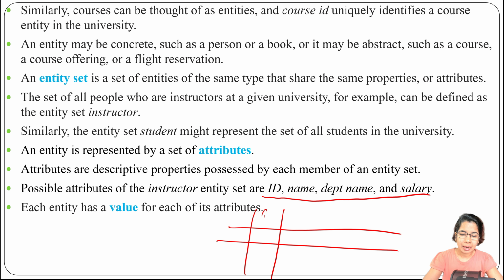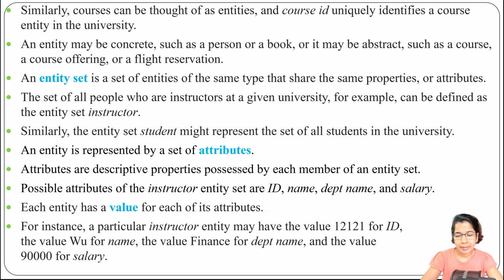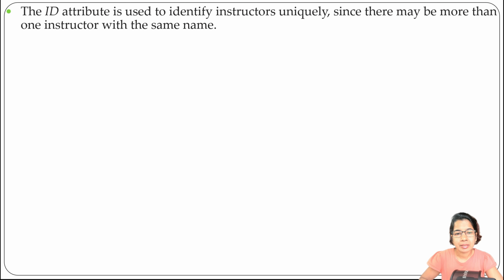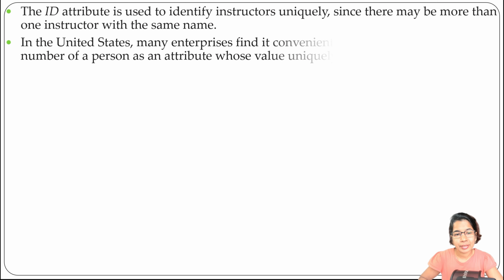So here are the attributes and here are the entities. So these are some values. For example, a particular instructor may have this as ID, Wu as name, Finance as department name, and 90,000 as salary. So these are the values for the attributes of a particular entity. And the ID attribute uniquely identifies a person. Like one instructor has a different ID than another instructor.